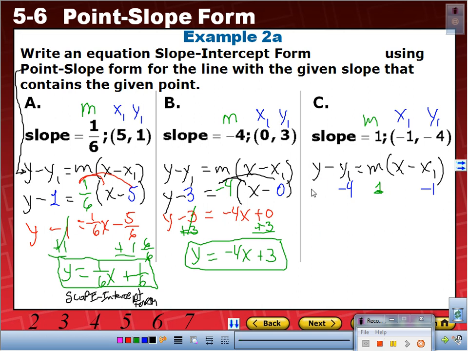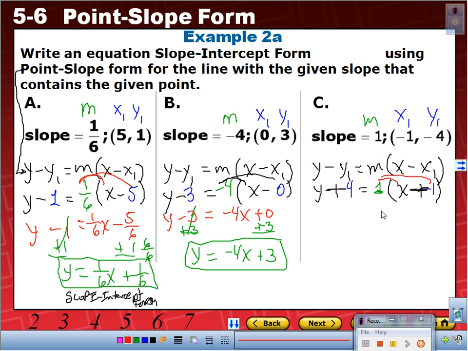Bring everything else down: the y, the minus, the equals, parentheses, the x, the minus, and the parentheses. Some of you messed up right there because you saw the negative number and you didn't bring down the minus. Make sure you bring everything else down because check this out. What is negative times a negative? Positive. This becomes a positive. What is negative times a negative? Positive. And positive. Now we can distribute that 1 to solve for y.